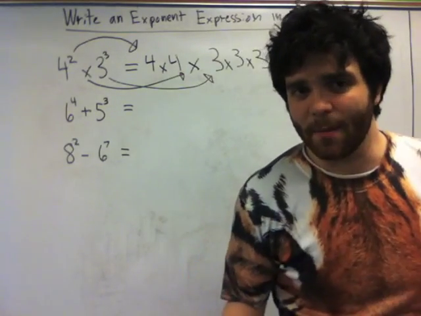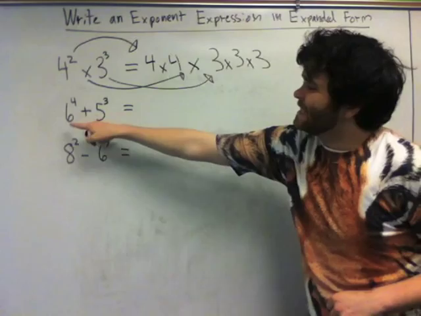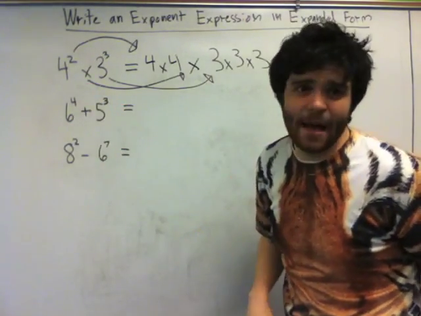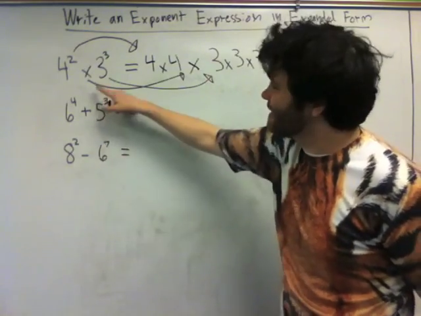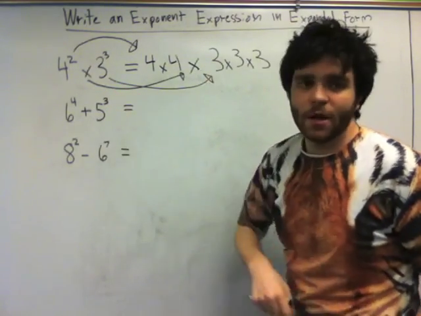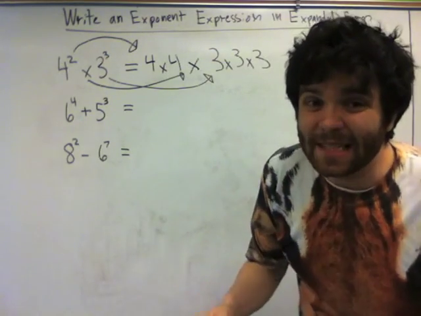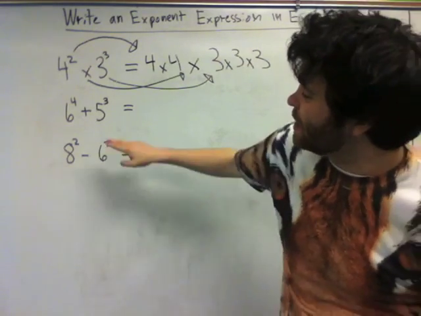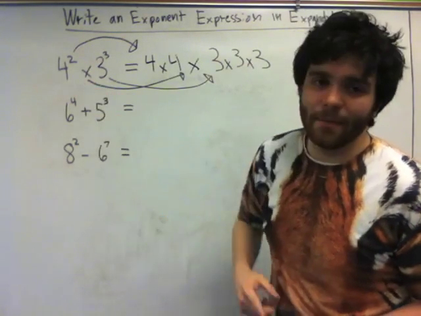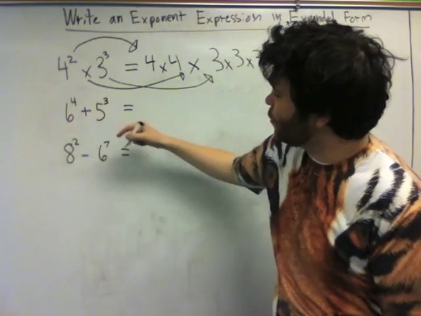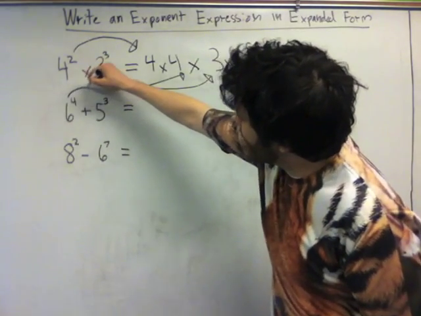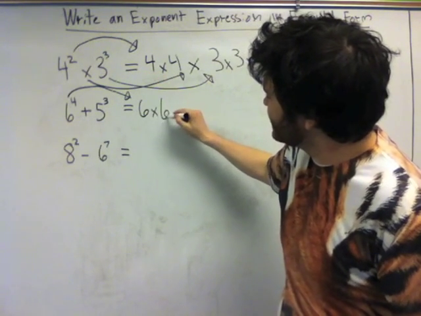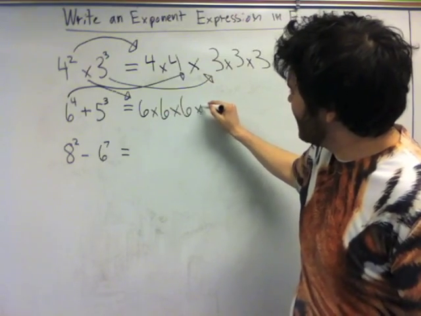Let's look at another example. 6 to the fourth plus, not times, plus 5 to the third. Well, this is really similar, except it has one important difference. Have you figured it out? This one is plus instead of times. So we've still got to take our 6 to the fourth and write it out. So let's run 6 to the fourth over the top. We've got 6 times 6 times 6 times 6.